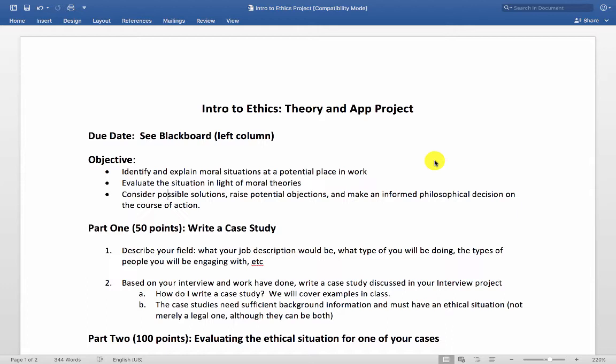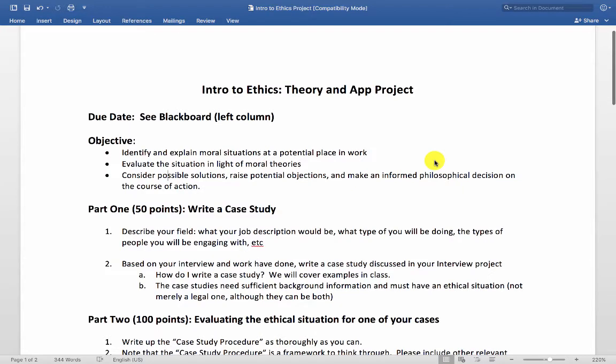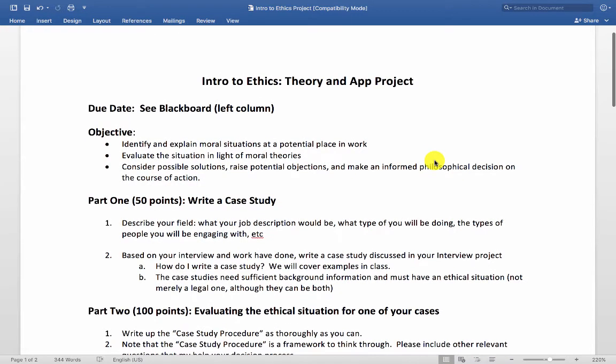Okay, so this is up in our assignment folder, and you can download it, and I advise you to download it and follow along with me. First is the due date, and it's going to be on the left column of our Blackboard site. If you don't see it right now, then it will be there in a few days.